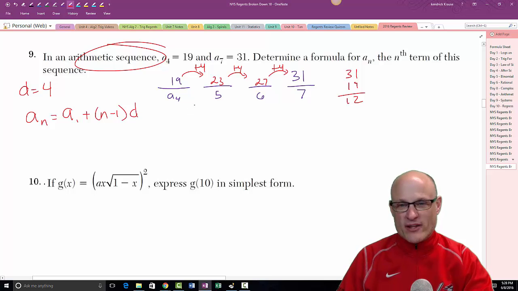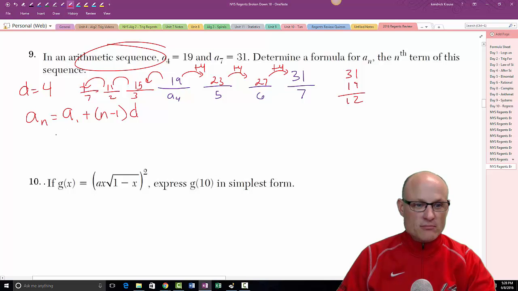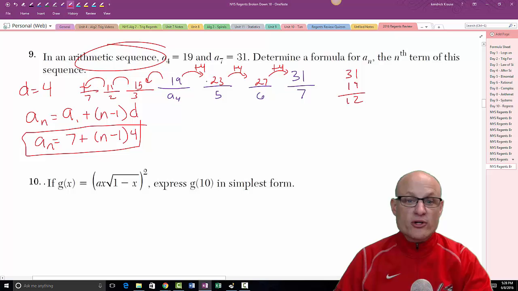Now to find a sub 1, there's two ways. One, I can just keep subtracting 4. So I get 15, and then 4, that's 3. I get 11, and then that's 2. And then 4, I get 7. Oh, okay, so I just go 7 plus n minus 1 times 4. My common difference is 4, and that is a sub n. You probably should clean this up, but this is good enough. You could do that. Or you could do this.